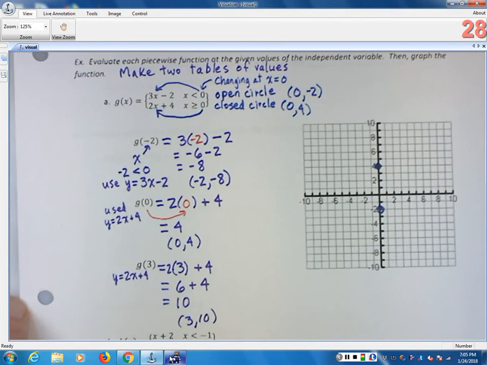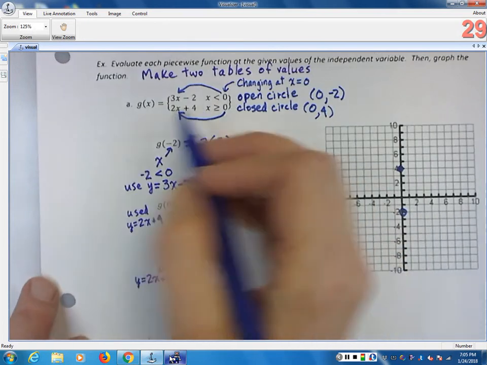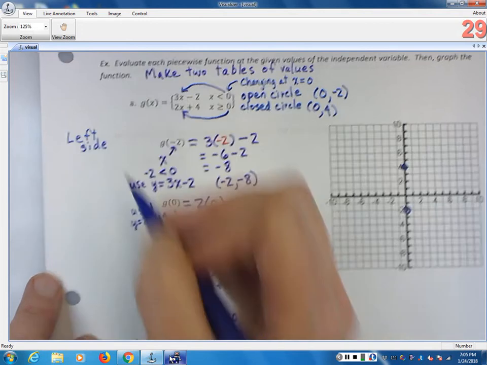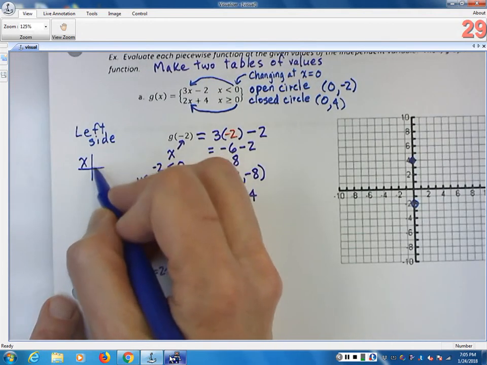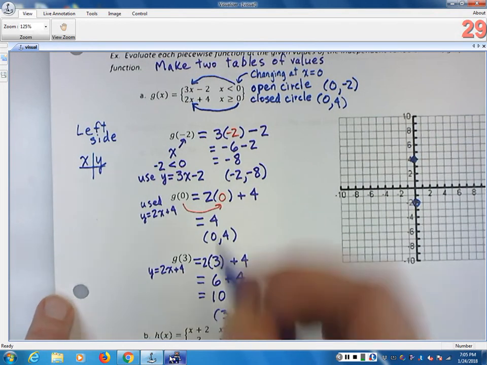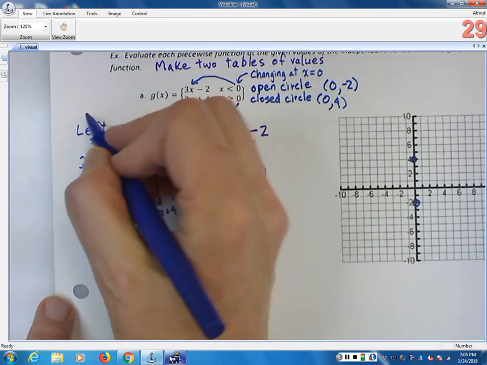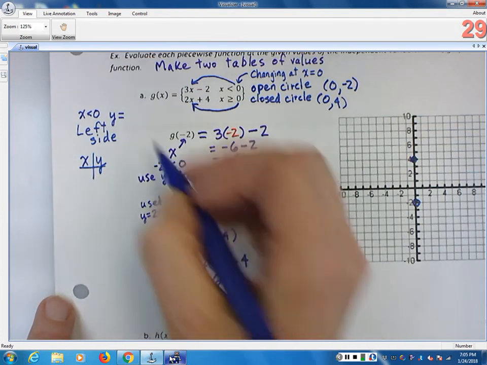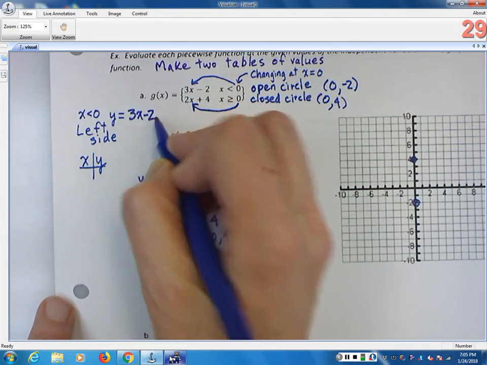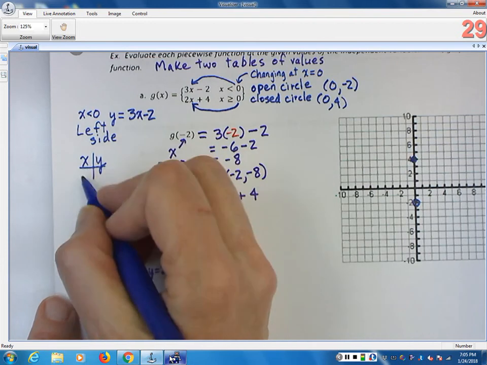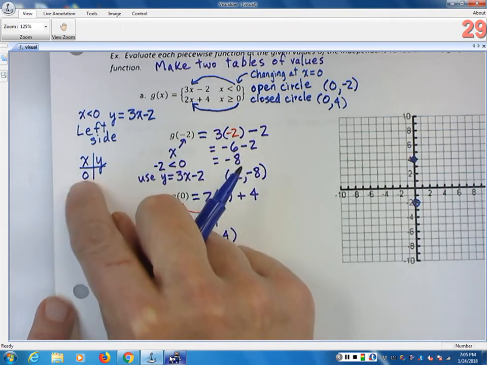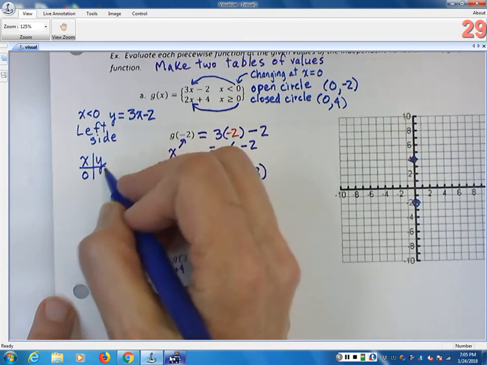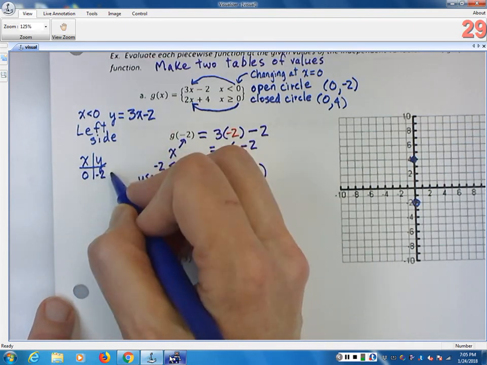Okay, but I recommend that you make 2 tables of values. We're going to do the left side over here, a table of values. Okay, x and y. The left side is when you have x is less than 0, you'll be using the definition y equals 3x minus 2. Okay, so you put the 0 in, but it doesn't mean this is g of 0. It's not g of 0. 0 is only defined down here. This is going to be your open circle. That was negative 2. I'll just write open.